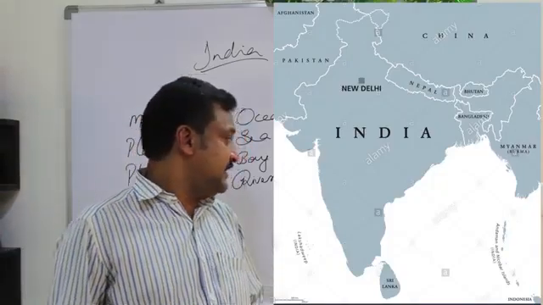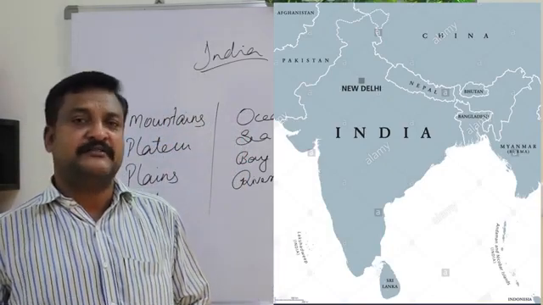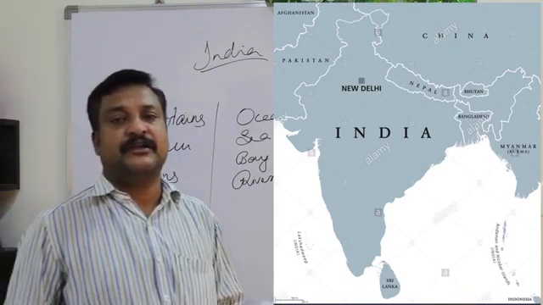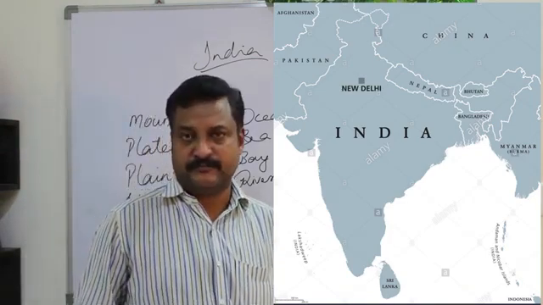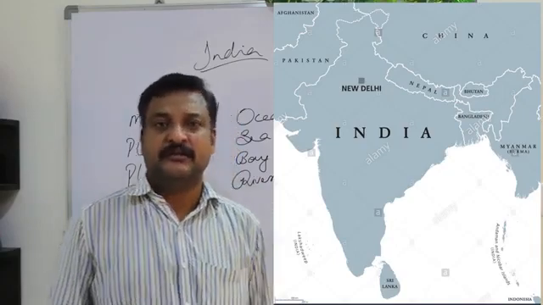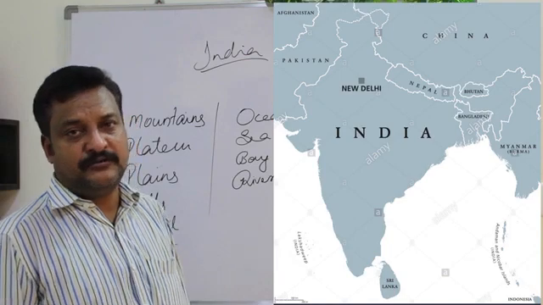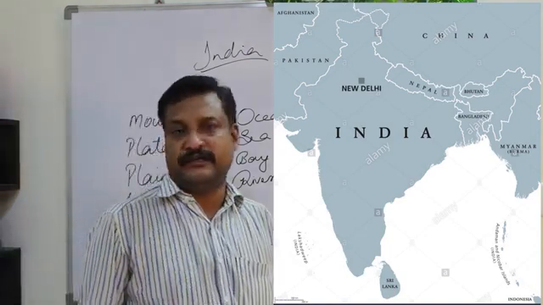See, on the eastern side you have Myanmar and the Bay of Bengal. Myanmar is a country which lies to the east of our eastern states. Okay, Arunachal Pradesh, Meghalaya, Mizoram, Nagaland, those regions. And below that we have a Bay of Bengal. Look at the southern part of India, we have a Indian Ocean there.